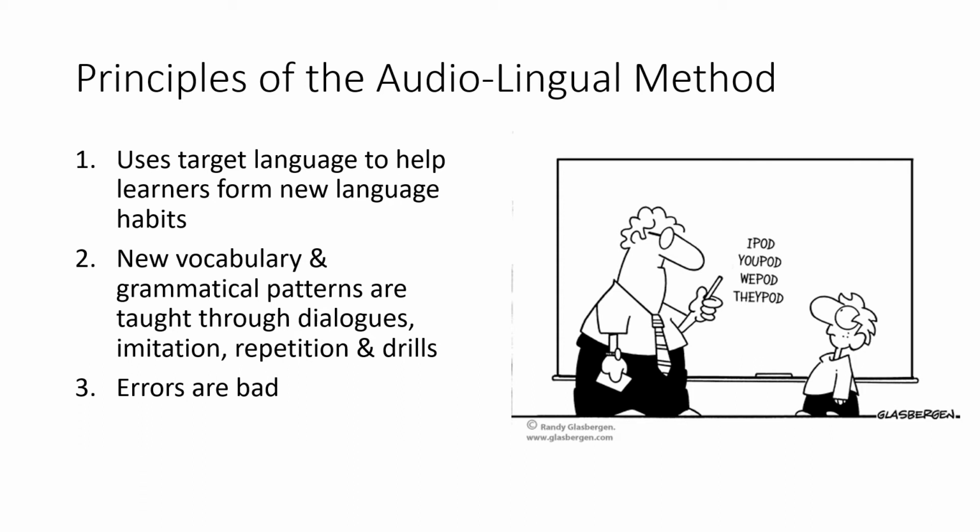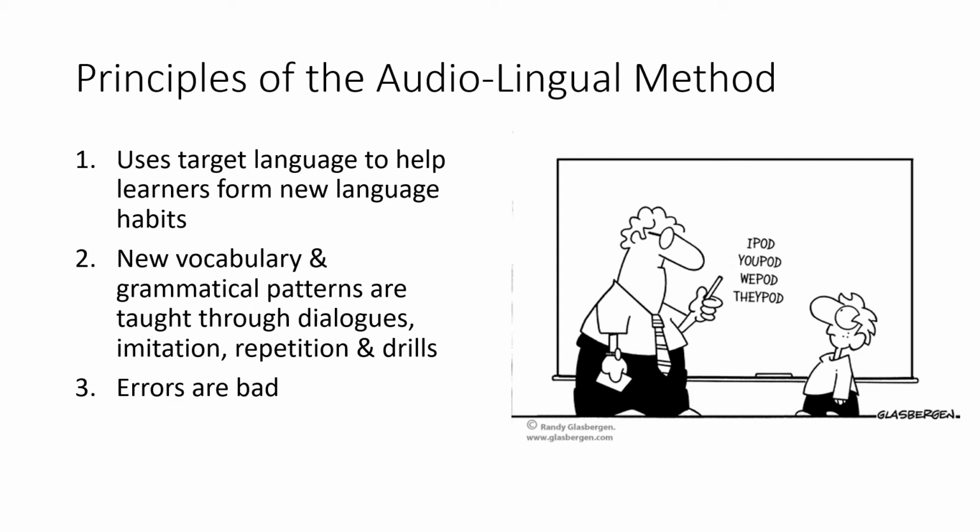And most importantly, errors are considered a bad thing. They are to be avoided. If an error is made, it is to be corrected immediately, kind of nip that error in the bud, as it were. Same thing occurs with grammar translation. Both of them viewed errors as a bad thing, an undesirable thing.